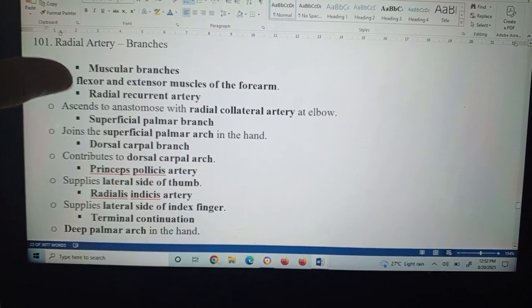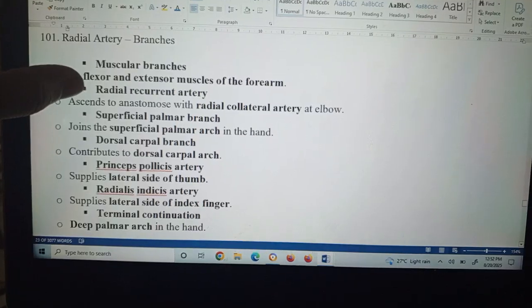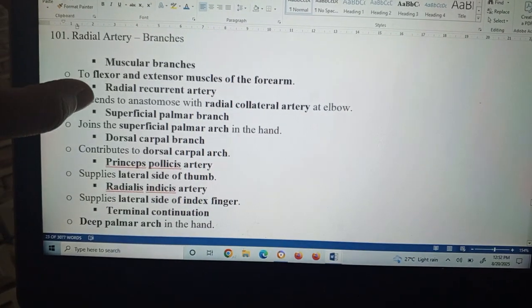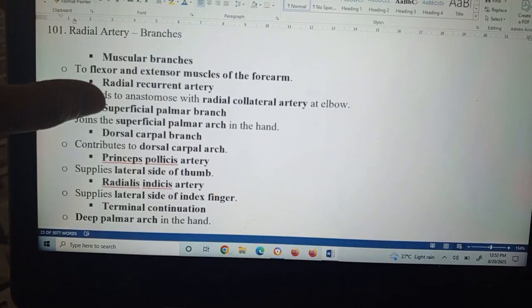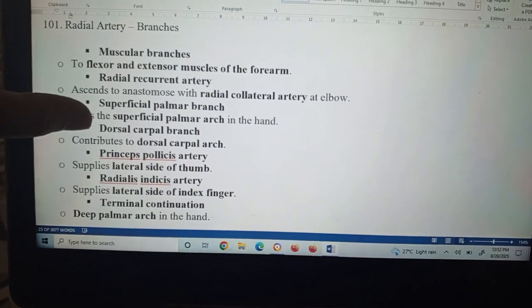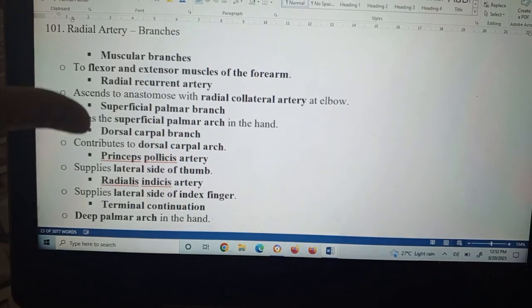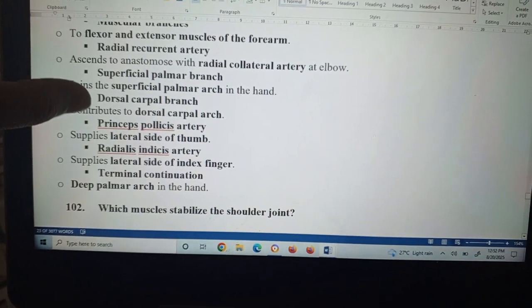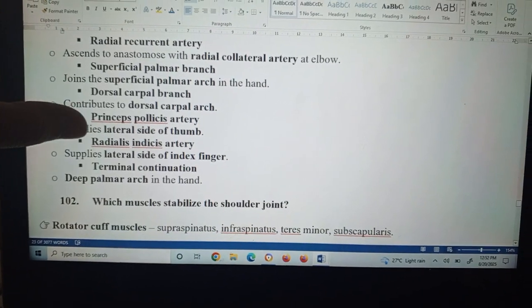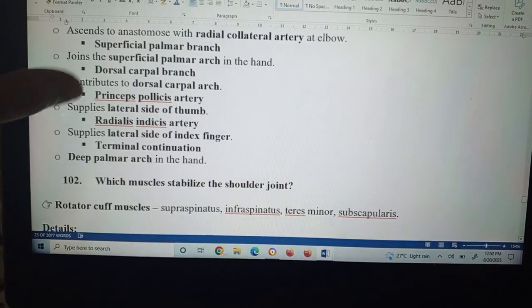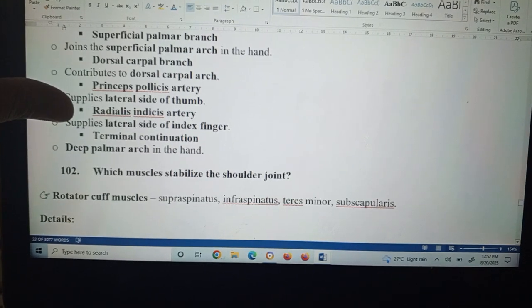What are the branches of the radial artery? Two muscular branches supply the flexor and extensor muscles of the forearm. The radial recurrent artery ascends to anastomose with the radial collateral artery at the elbow. The superficial palmar branch joins the superficial palmar arch in the hand. The dorsal carpal branch contributes to the dorsal carpal arch.